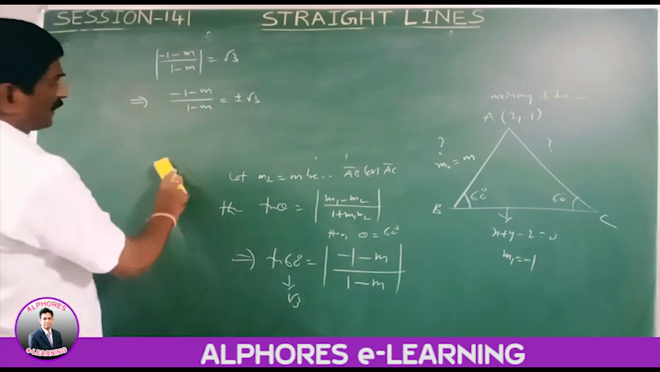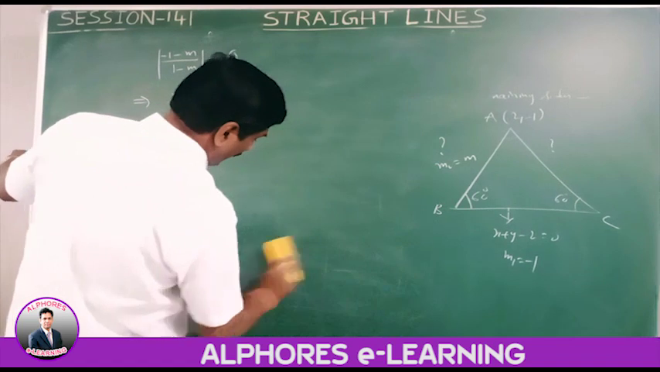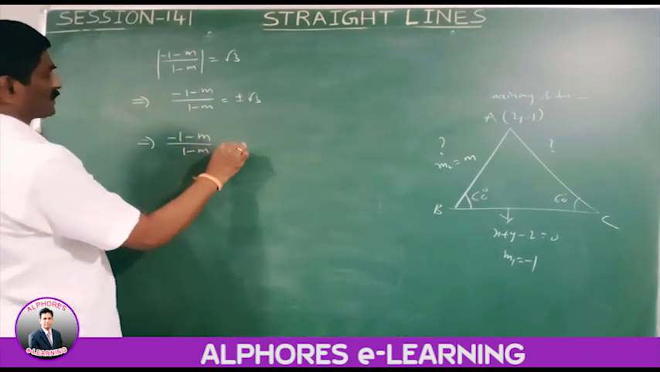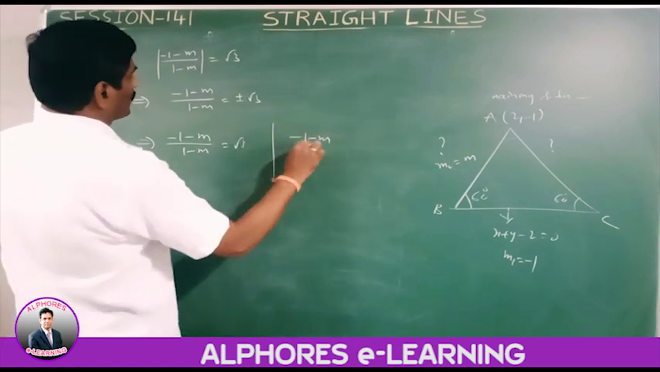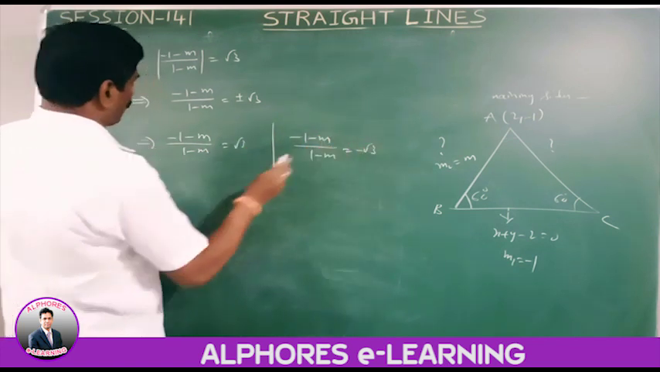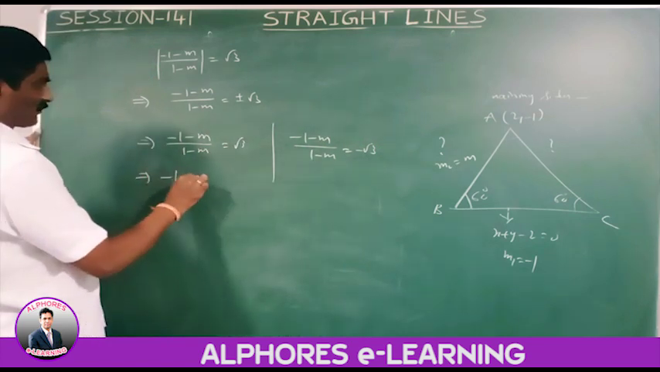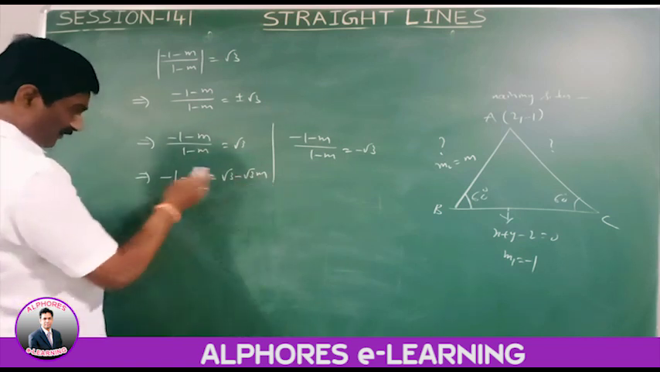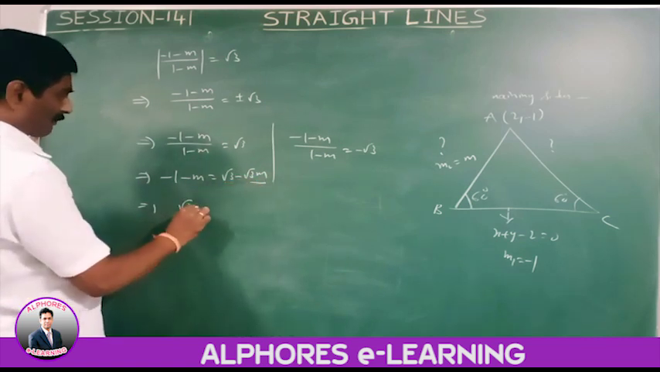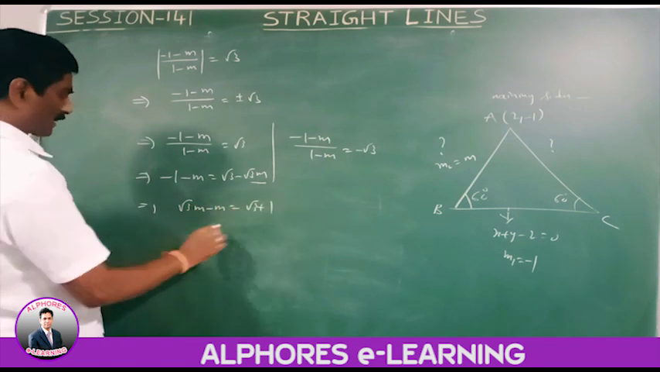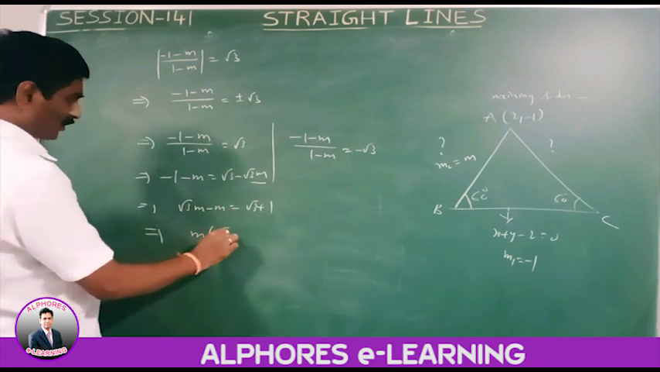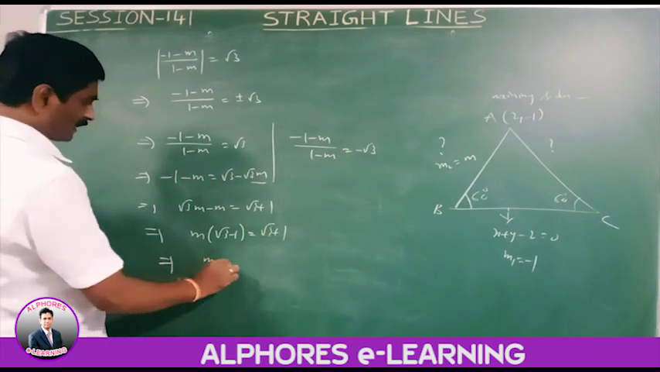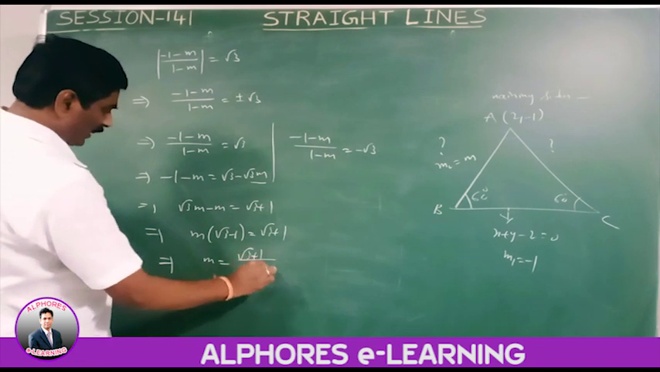In case 1, we take plus root 3: (minus 1 minus m) by (1 minus m) is equal to root 3. In case 2, (minus 1 minus m) by (1 minus m) is equal to minus root 3. After cross multiplication, minus 1 minus m is equal to root 3 minus root 3m. Move root 3m to the LHS: root 3m minus m is equal to root 3 plus 1. What is the value of m? m into (root 3 minus 1) is equal to root 3 plus 1. That means m is equal to (root 3 plus 1) by (root 3 minus 1).